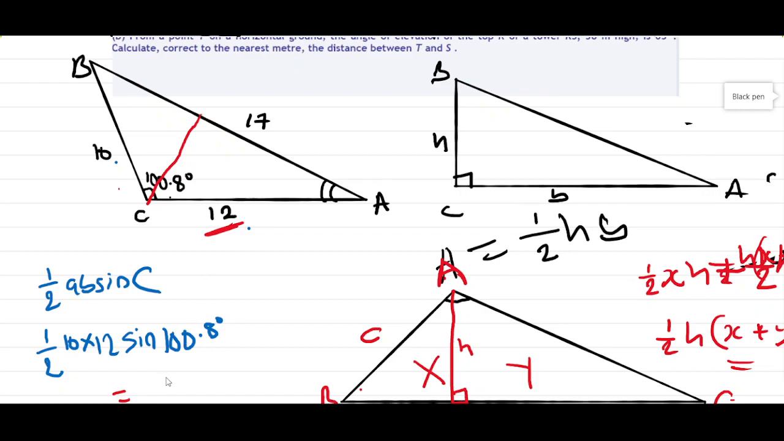58.9, not 58, that is 59. But what I have here on my calculator is 58.9. So that is centimeters squared, since it's area. So this is the area of the triangle here.